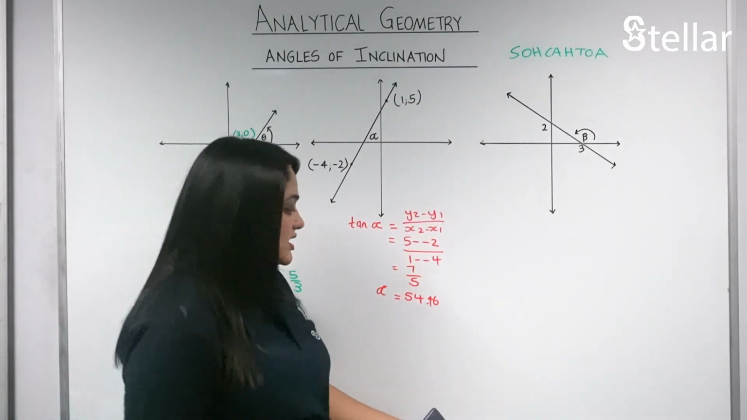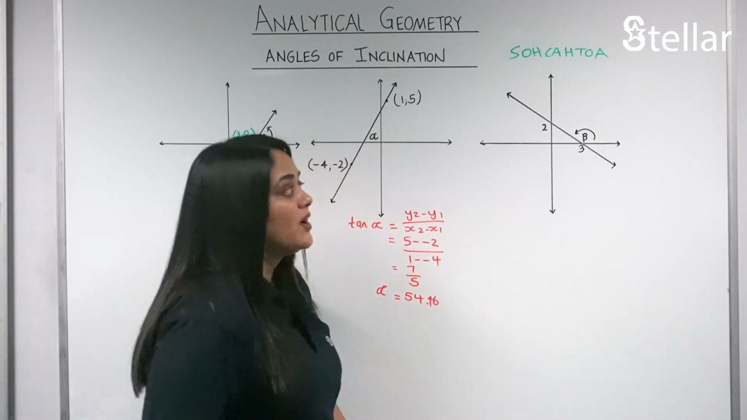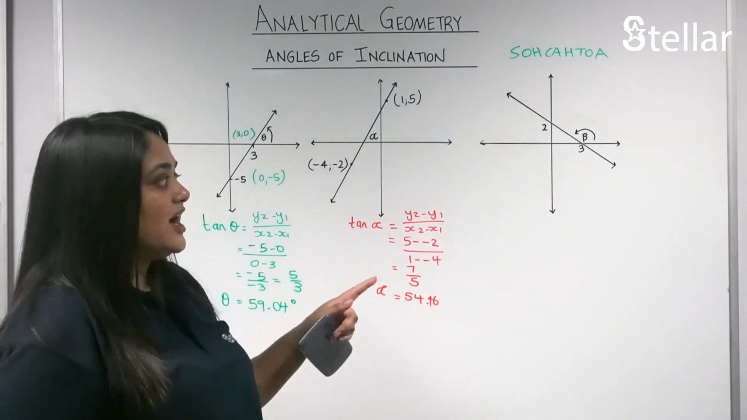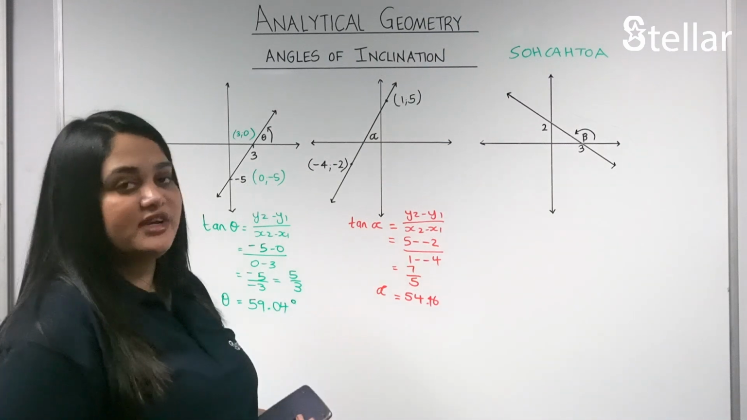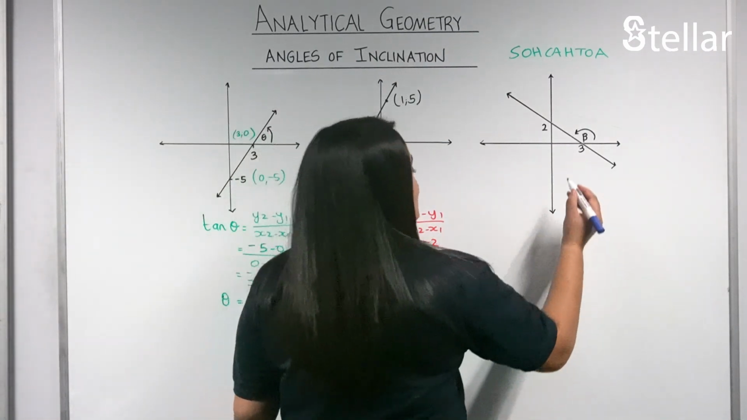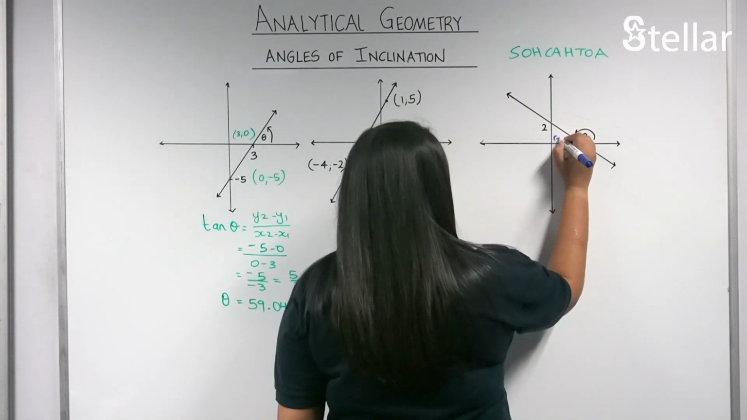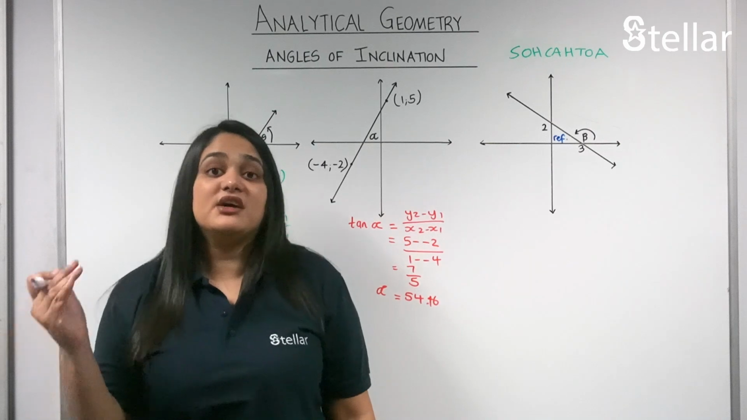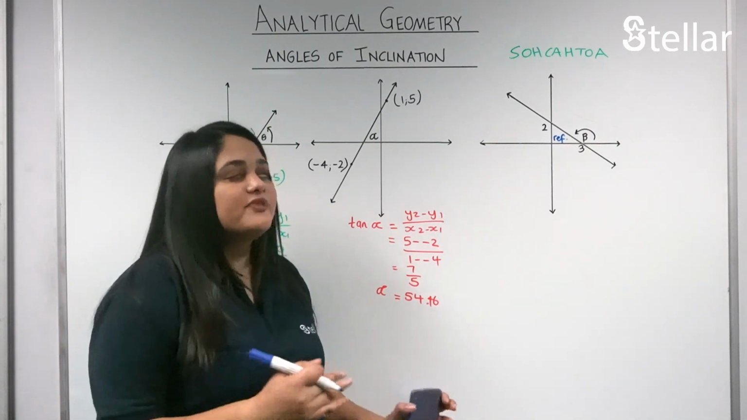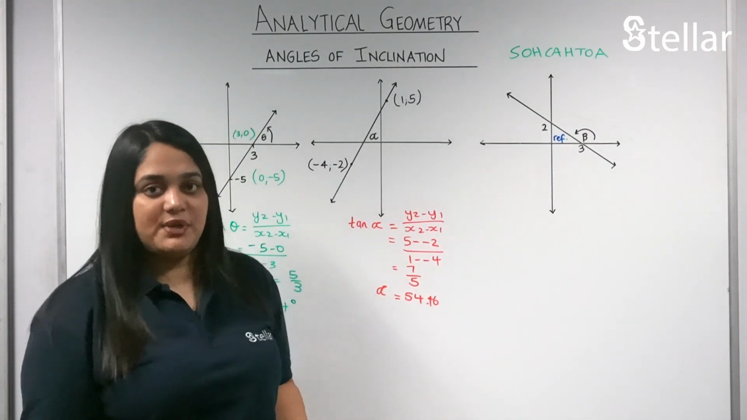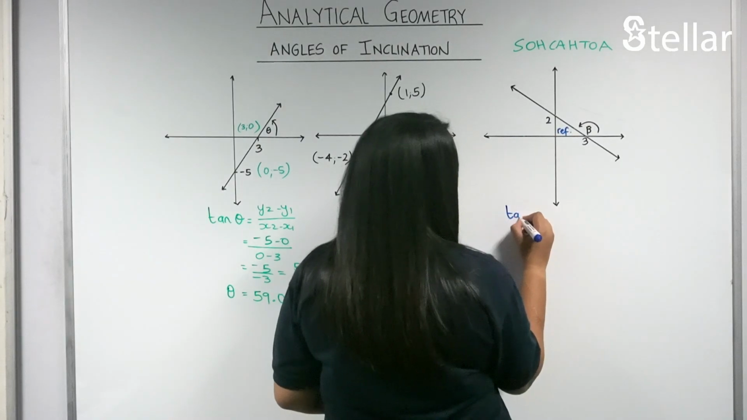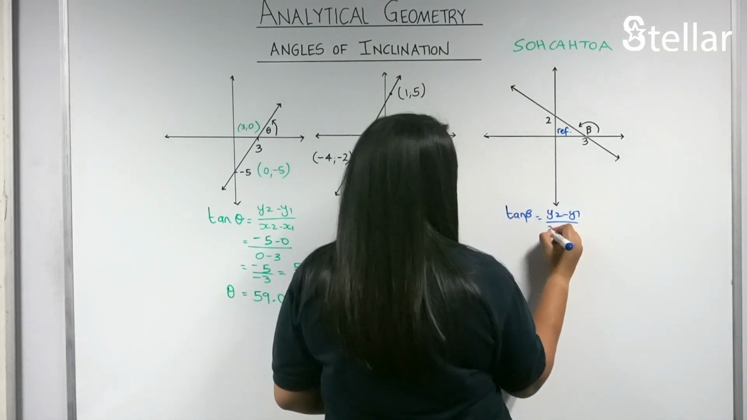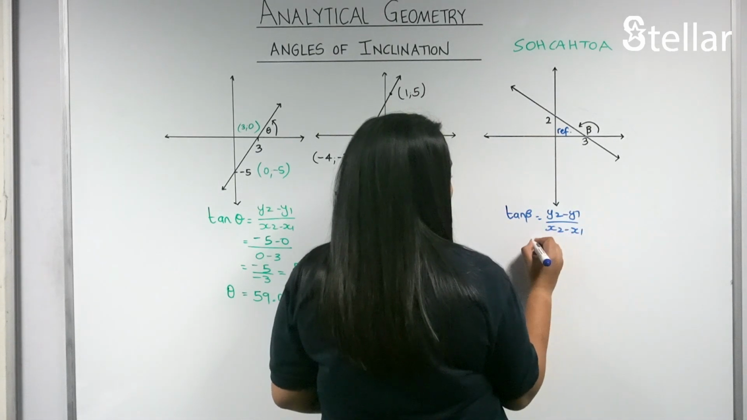Then we look at the third one. Now the third one is different. Why is it different? If I find the gradient, it will give me this reference angle. Right? That's what it's called. It's going to give me a reference angle. So let's first find the angle and then we'll explain a bit more. Tan beta is equal to y2 minus y1 over x2 minus x1.